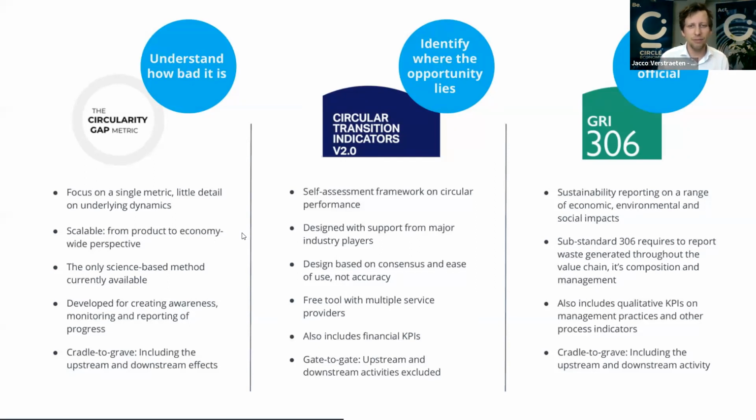The one that I see having a lot of traction as well, which is a bit more not about awareness creation, though it can be used for that, but really about finding the opportunities for your business, is the Circular Transition Indicators. Currently in version 2, version 3 will be launched next year. We also use that metric framework quite a lot. The benefit of that one is that it's really a self-assessment framework. It's meant for companies to use themselves. It's quite easy. It's also designed with a lot of big players in the industry. The big companies are supporting that one. It has a free tool to it.